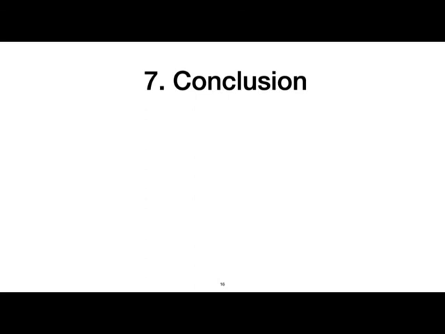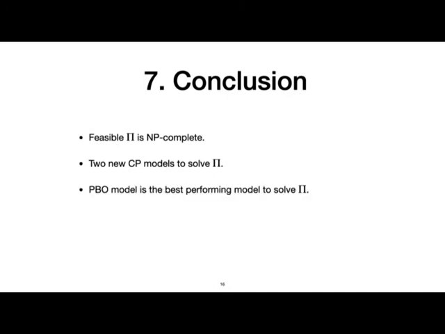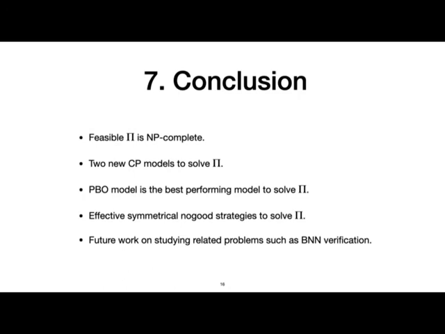To conclude, we have shown that feasible planning with learned BNN models is NP complete. We have introduced two new CP models to solve this problem. We have shown that the PBO model that is solved with rounding SAT performs the best. And we have shown effective symmetrical no-good strategies to solve the problem. And finally, for future work, we're planning on studying related problems such as BNN verification using pseudo-Boolean optimization technology.